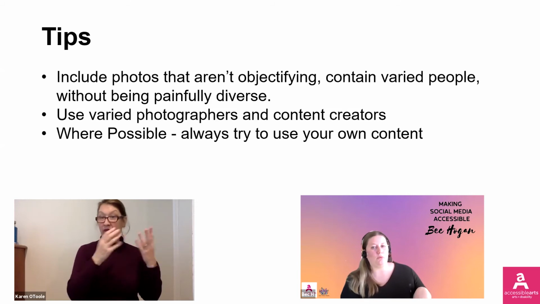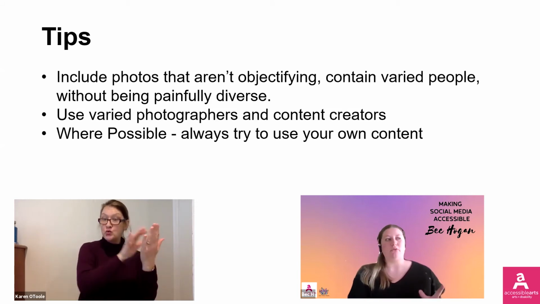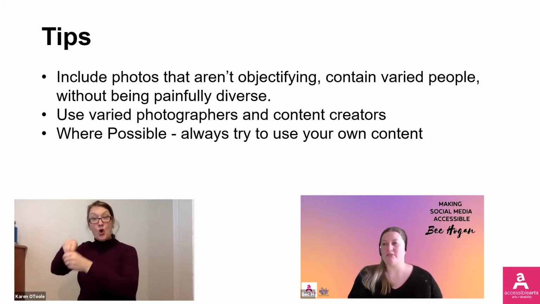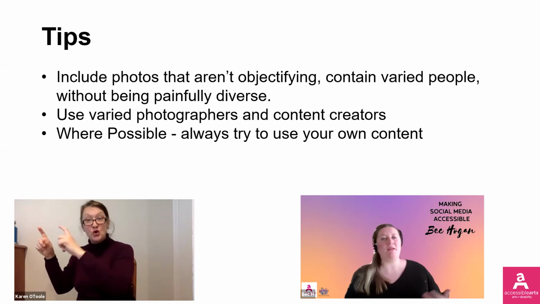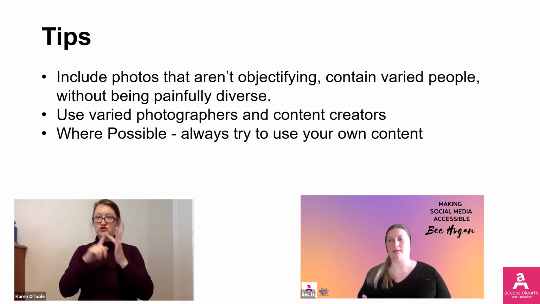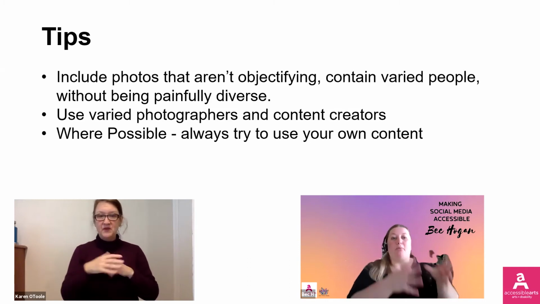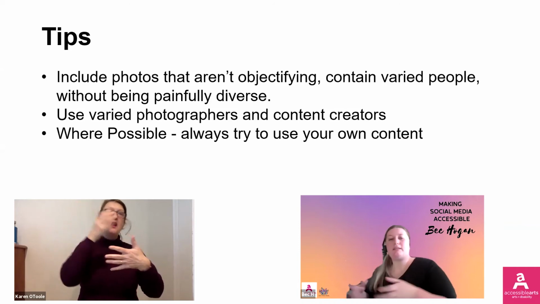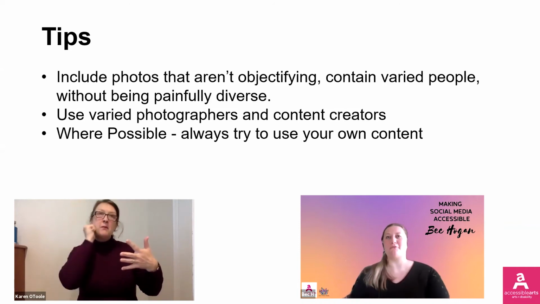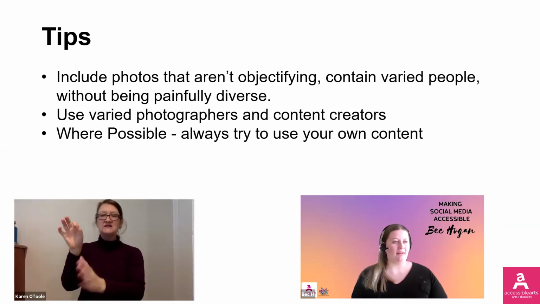So, when you're making a post, when you're trying to look at content, include photos that aren't objectifying, and contain varied people. You don't have to include a Happy Meal club of, you have to have a brown person, you have to have an Asian person, you have to have a white person, and a little kid in a wheelchair. It doesn't have to be like that. We've moved on from that token, every color of the rainbow type thing.